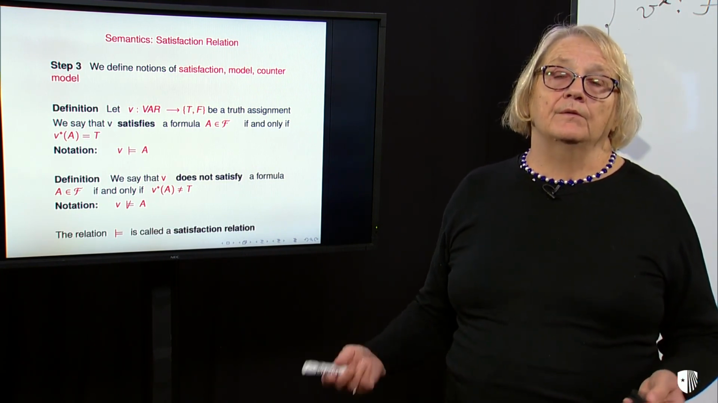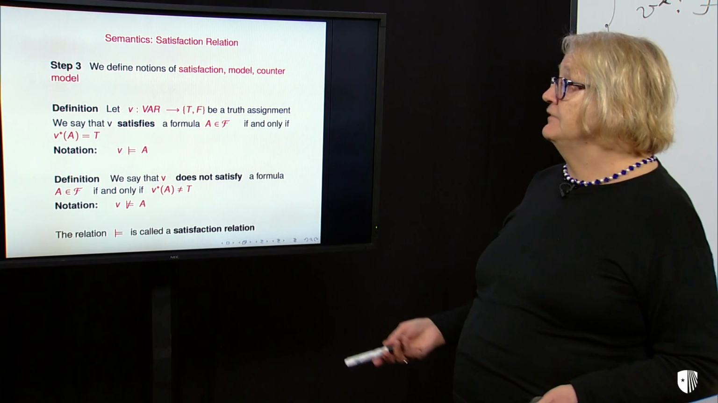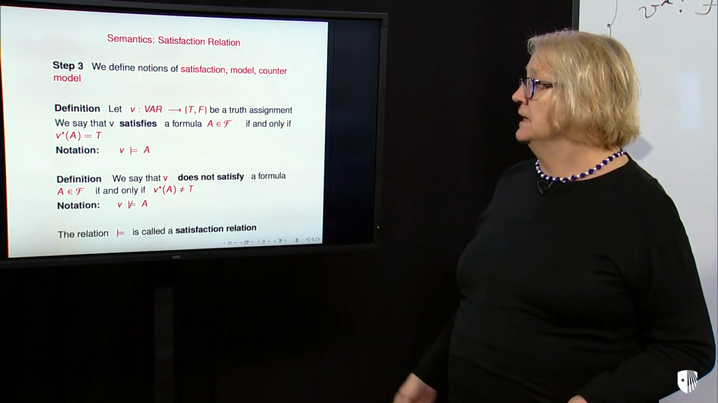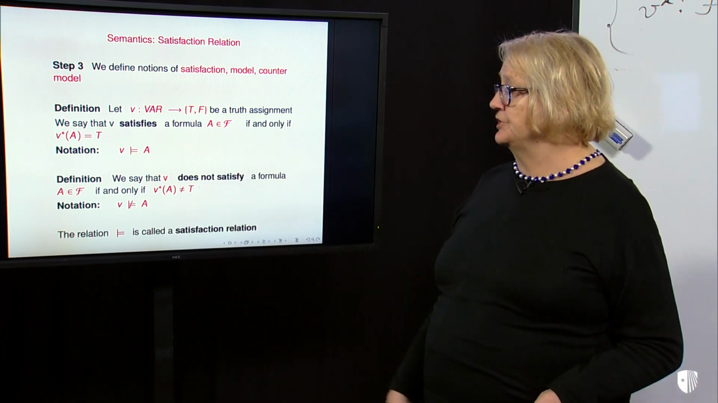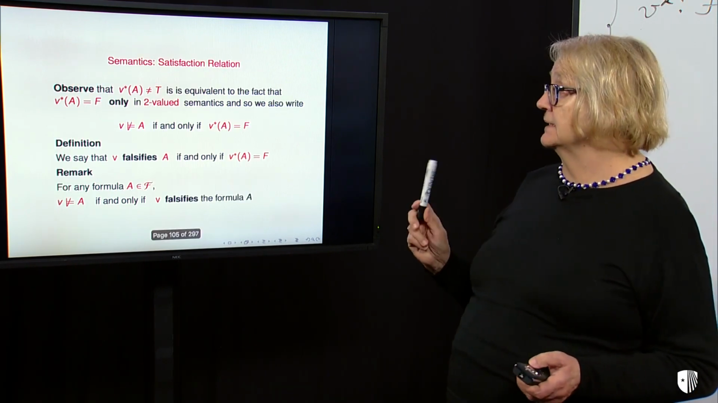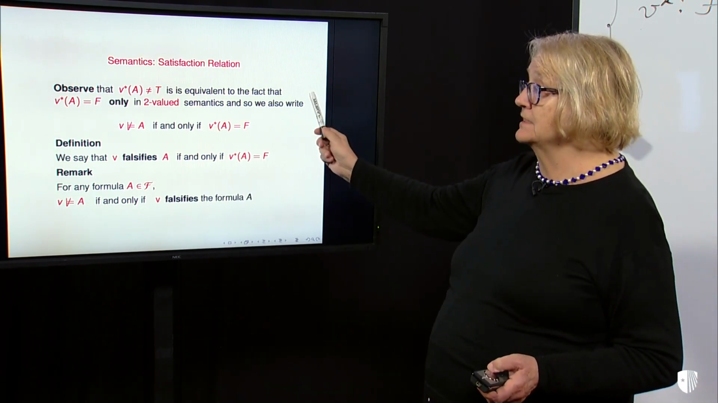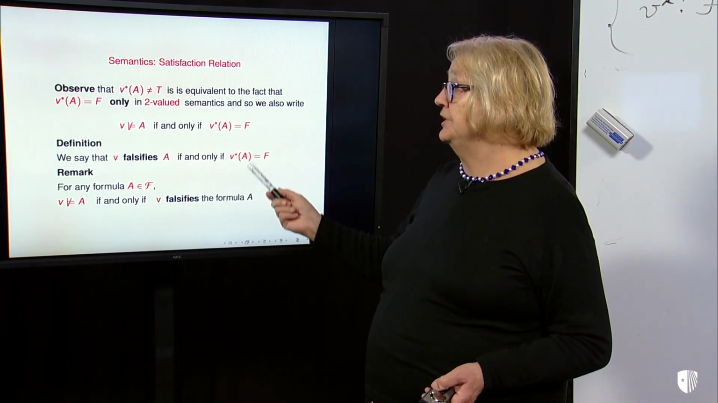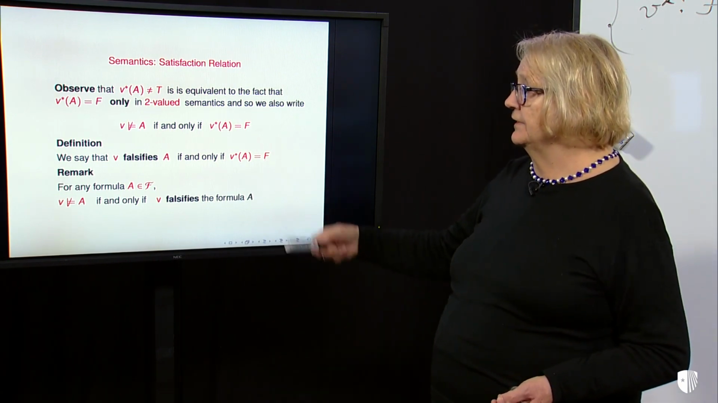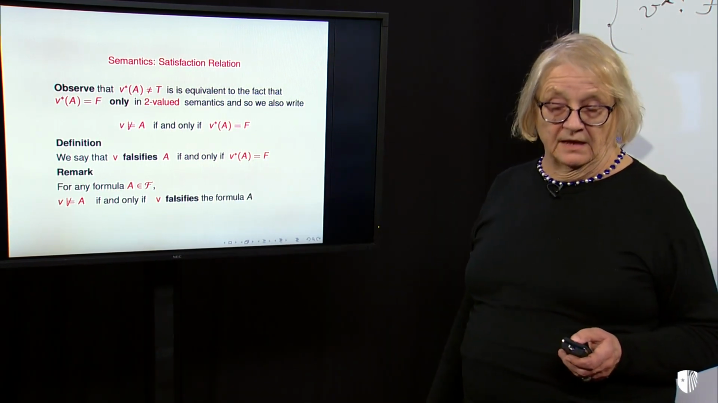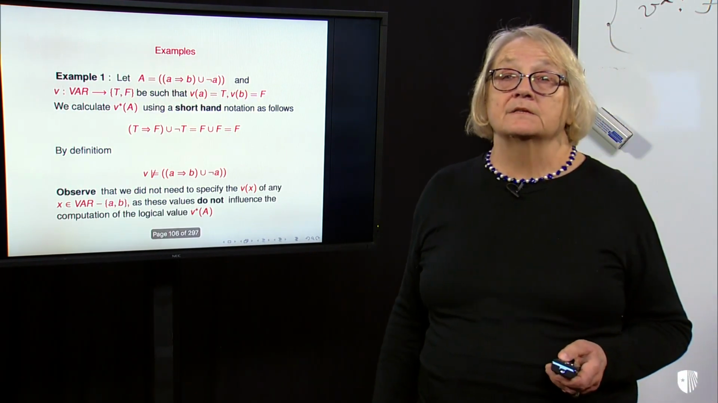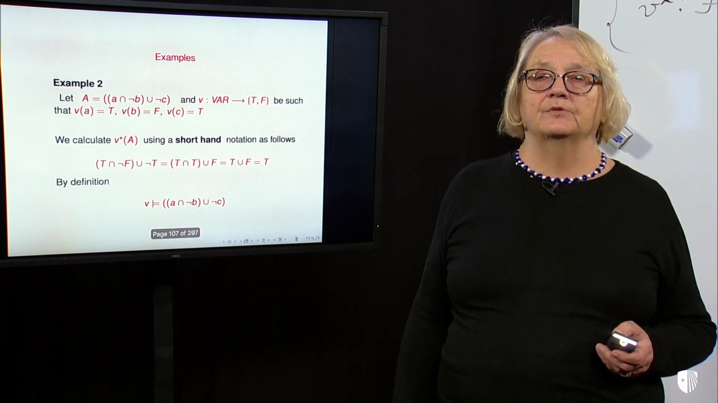And then we do the normal stuff. We say that V satisfies the formula if V star is T, and does not satisfy it if V star is not T. But in classical semantics, you have two-valued semantics, so if V star is not T, it means it is false. So you can just write that V falsifies the formula if it's F. If you have many values, it might not be false. It can be any other value. And then there are simple examples and so on.